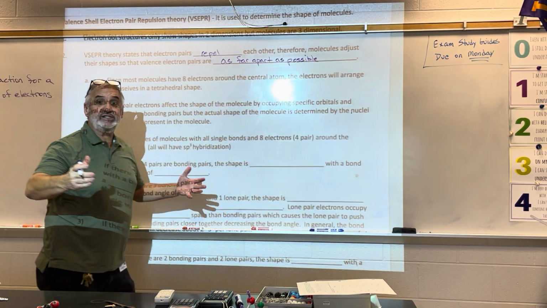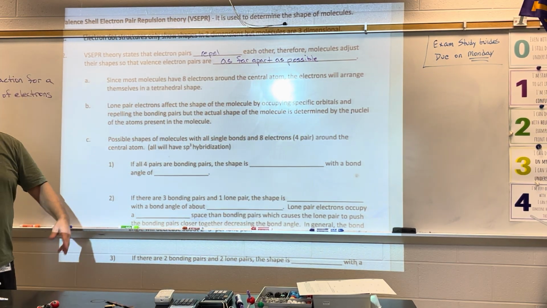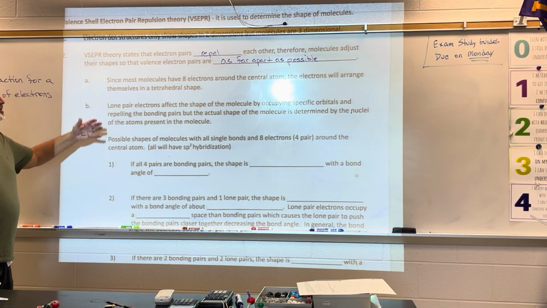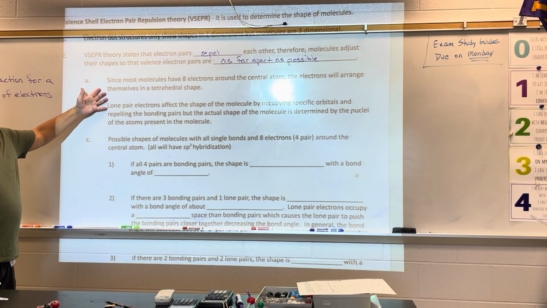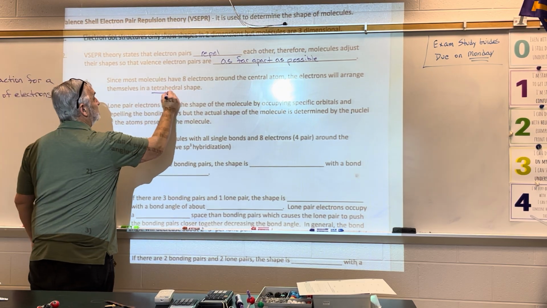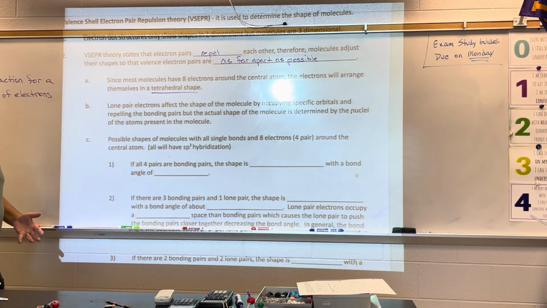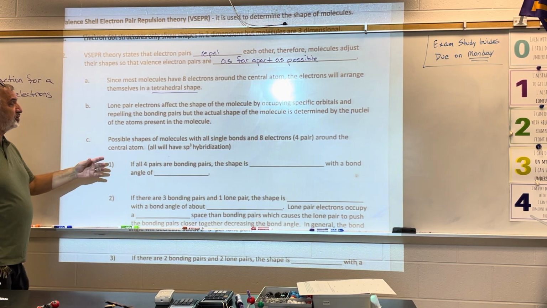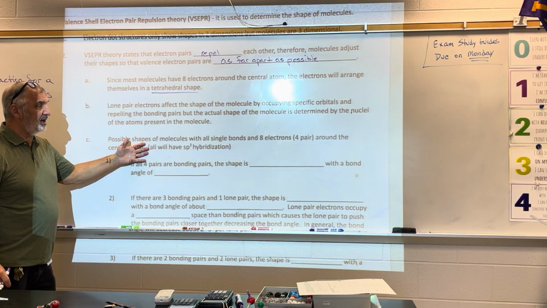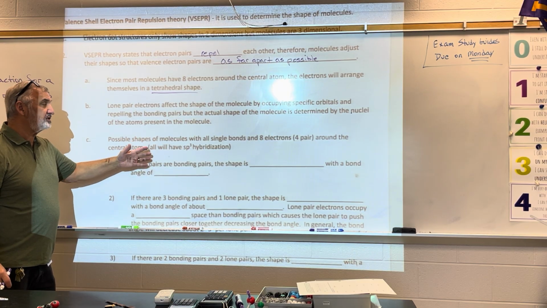That's on our AX formula. This is all about the AX. Since most molecules have 8 electrons, that's your octet, the electrons will arrange themselves in a tetrahedral shape. Okay? Most of them are going to be like that. Okay? Lone pair electrons are still going to affect the shape. Okay? But we only play dot to dot with the nuclei. We already talked about that. So, possible shapes of molecules with all single bonds, 8 electrons around the central atom.